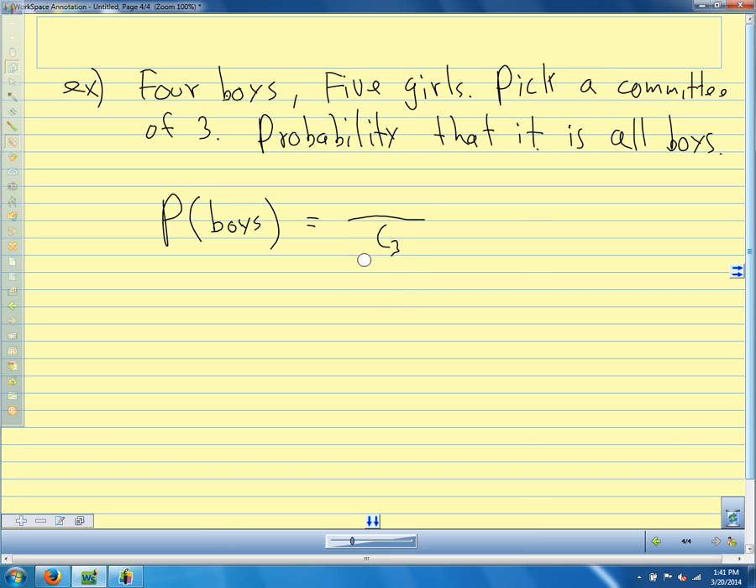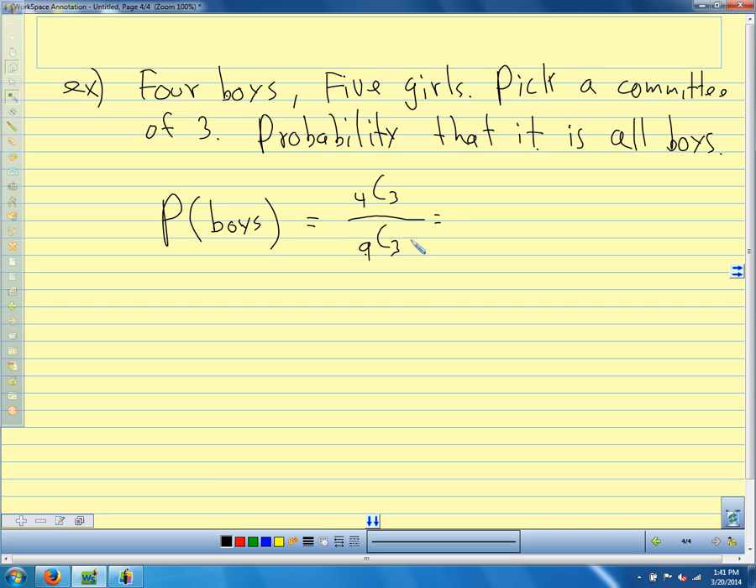9C3. And the number of favorable possibilities, how are we going to find that? Well, it has to be 3 boys. How many total boys do we have? 4. So it's going to be 4 choose 3. The number of different ways that we could arrange 3 of those boys out of the total of 4. Those would be our favorable possibilities. All the different arrangements of 3 of those boys out of 4. So our probability here would be 4 choose 3 over 9 choose 3.